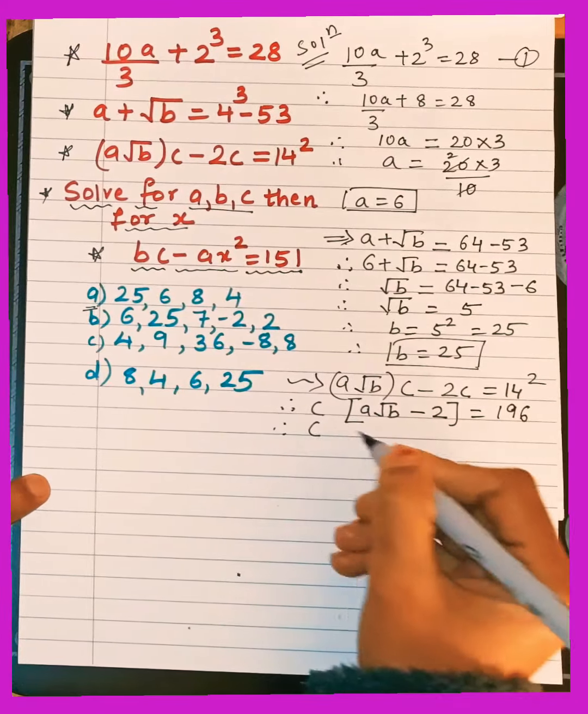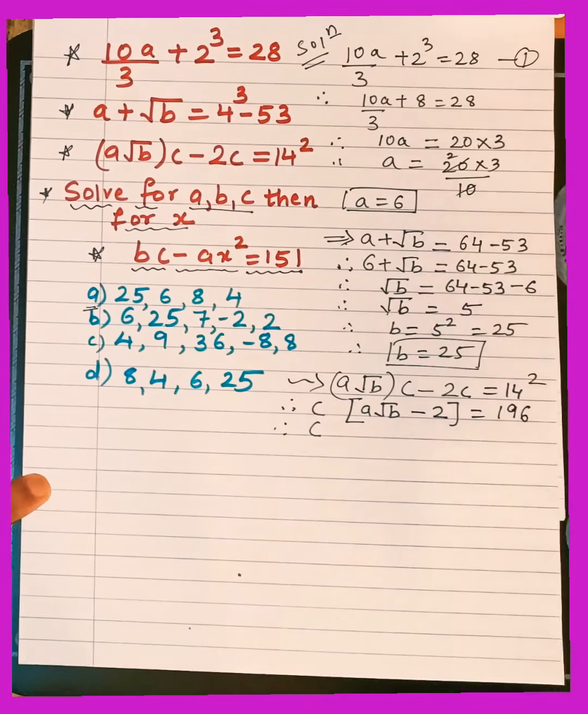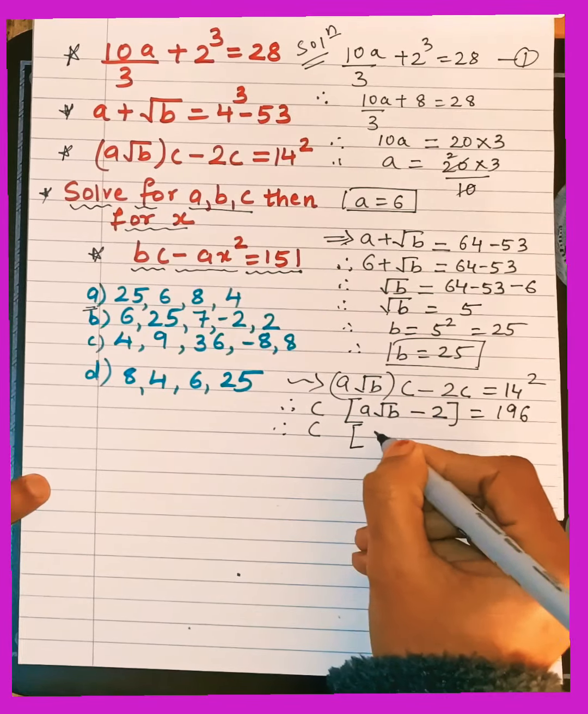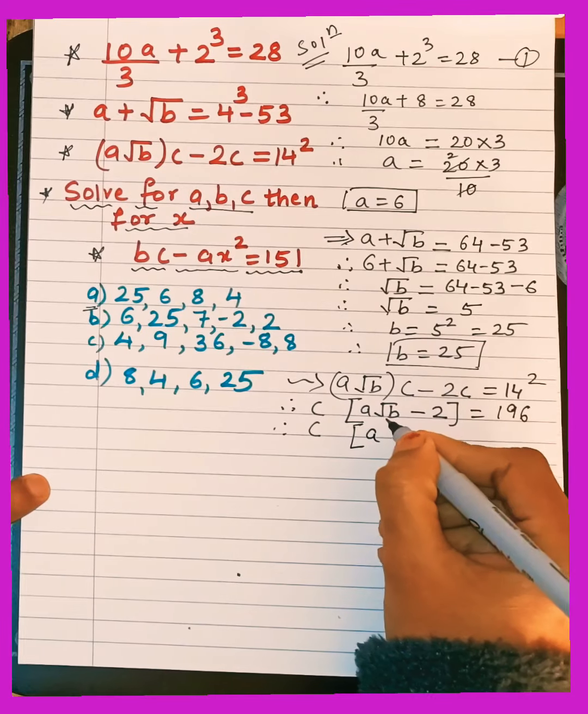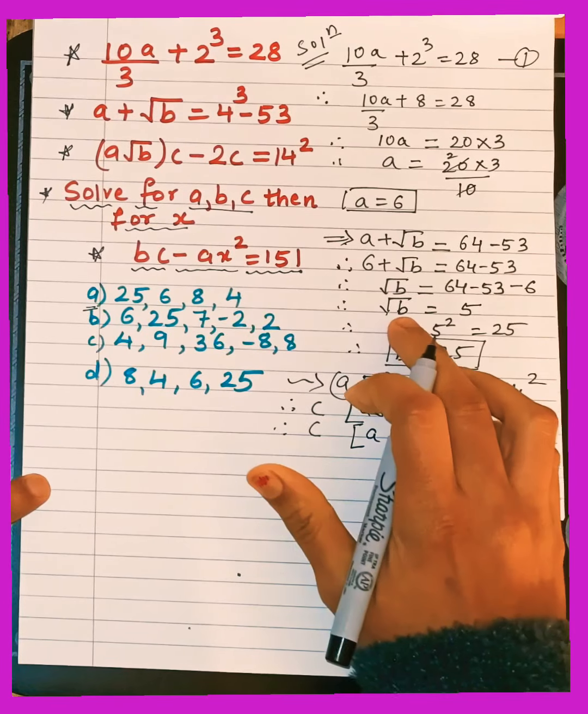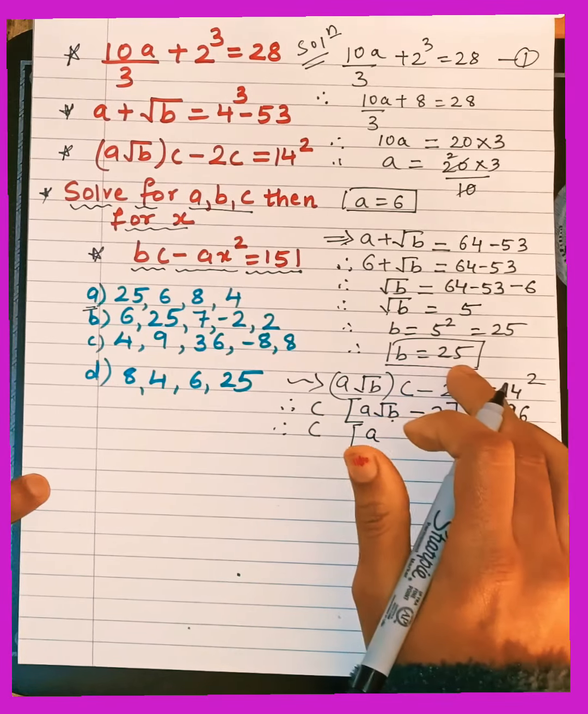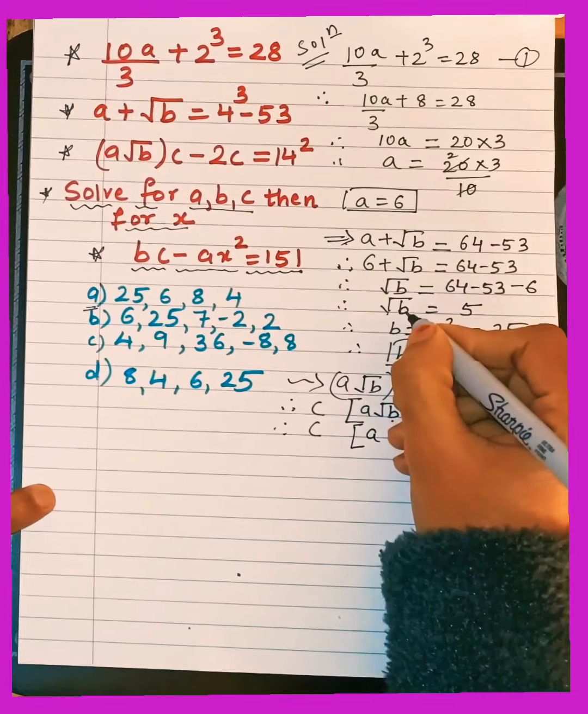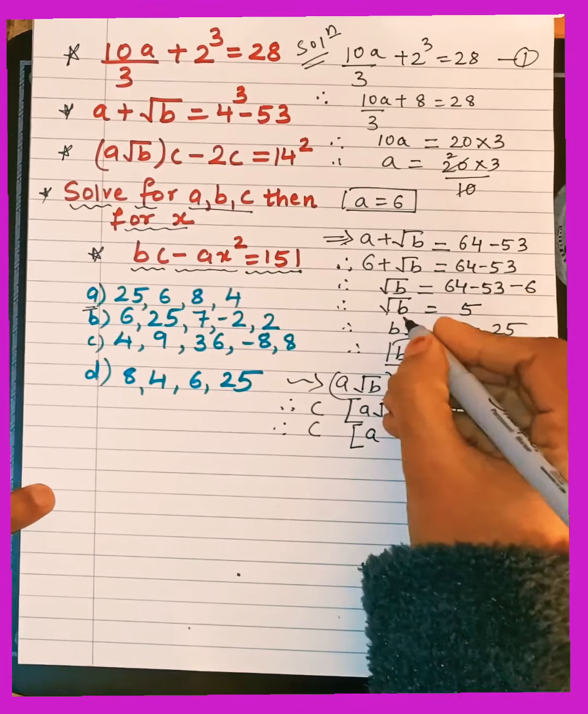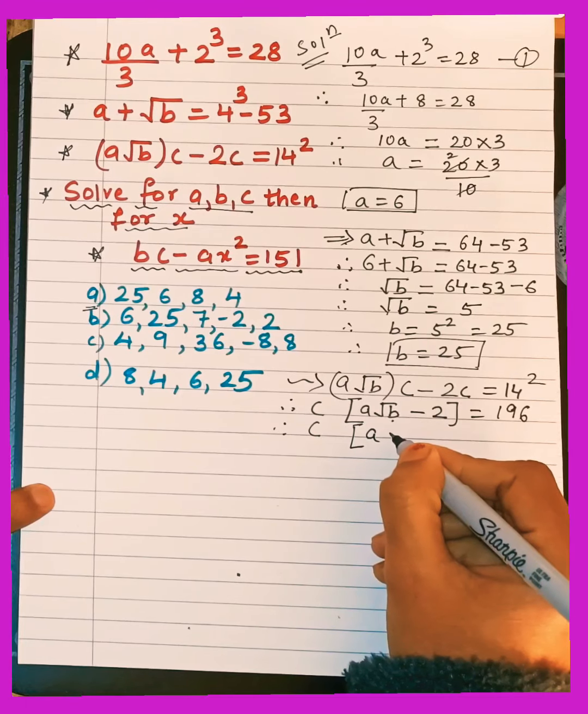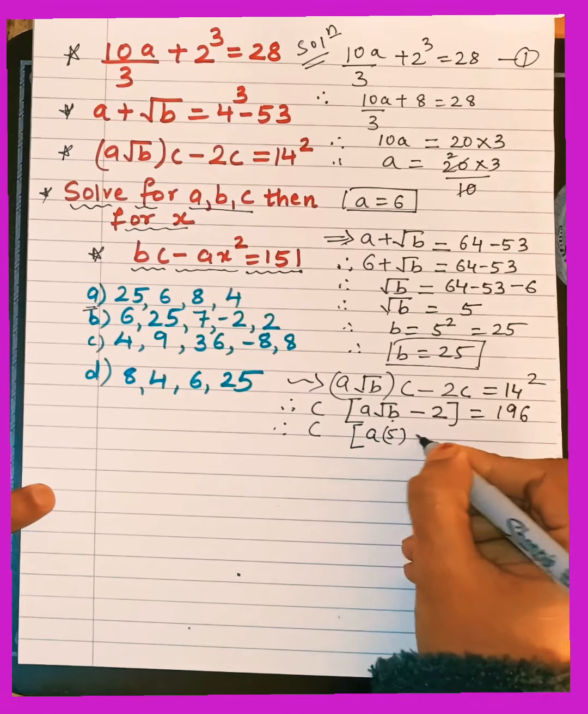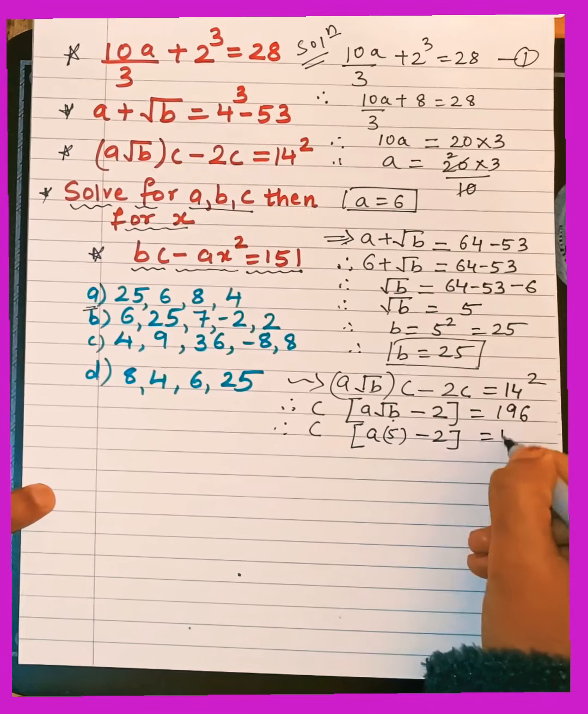Now we can substitute the values of a and b, both of which we have. Here we have root b. Root b is 5 and b is 25, so here we will keep the value of root b, not b. Root b is 5, so here we will keep 5, minus 2 equal to 196.